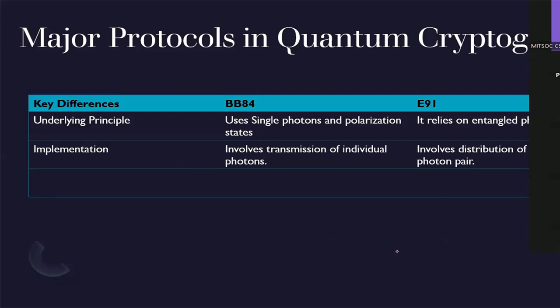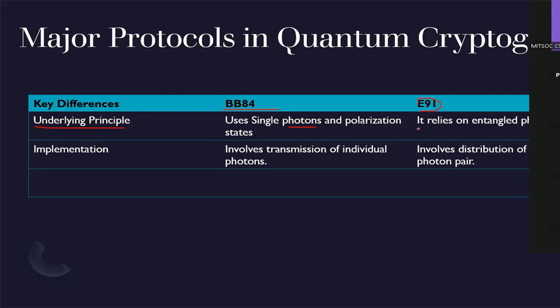Before going into these protocols in detail, we'll see the major key differences between BB84 and E91. There is a difference in the principle, that is, the use of single photons and polarization states. Here, in BB84, we use a single photon and a polarization mechanism. I'll explain it more when we start with BB84, but for the time being, just remember that we use a single photon and polarization states.